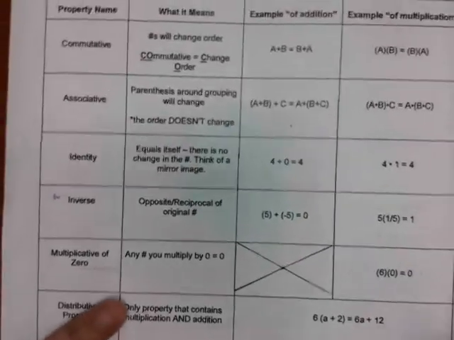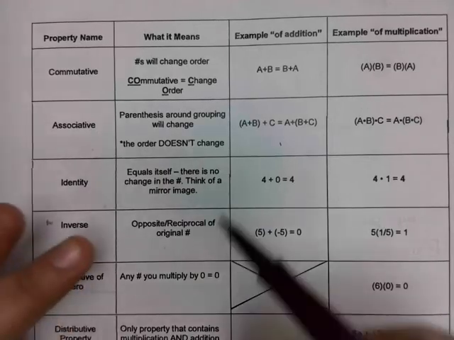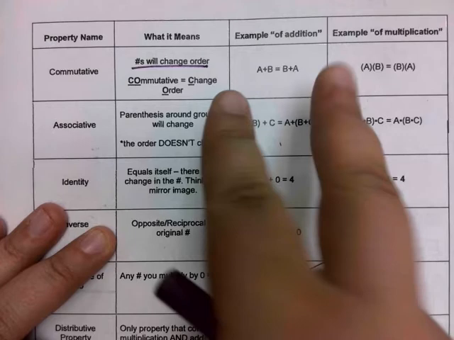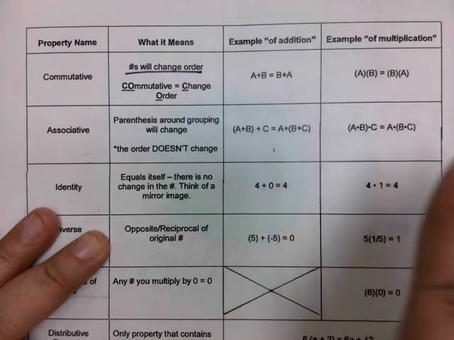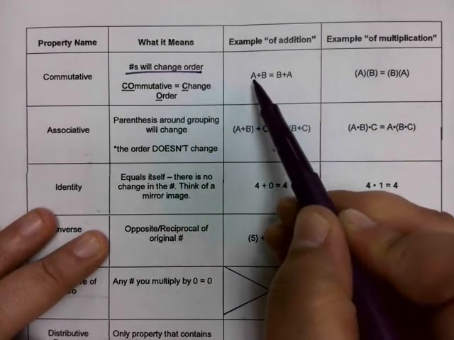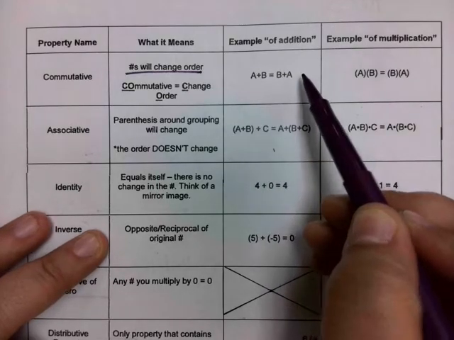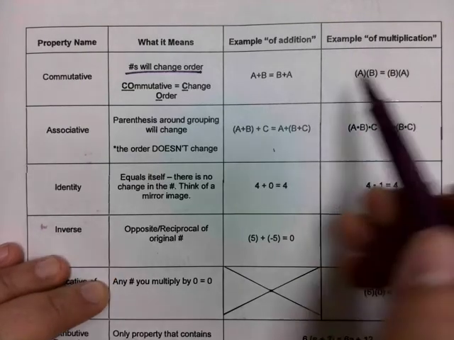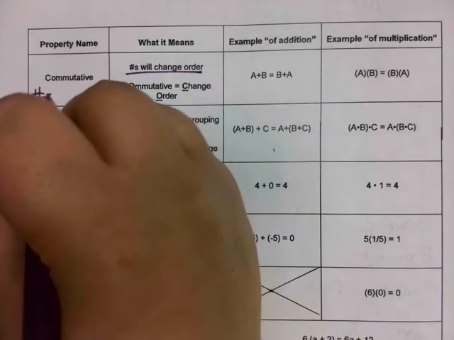All right, so the first property is commutative property. Commutative property is when the numbers change order. They just flip back and forth. Now this applies to addition and multiplication only. None of these apply to subtraction or division. So the commutative property means you can flip them back and forth and still get the same answer. A plus B is the same thing as B plus A. Same thing for multiplying. A times B will be the same as B times A. That is commutative property. Commutative property is the numbers move.